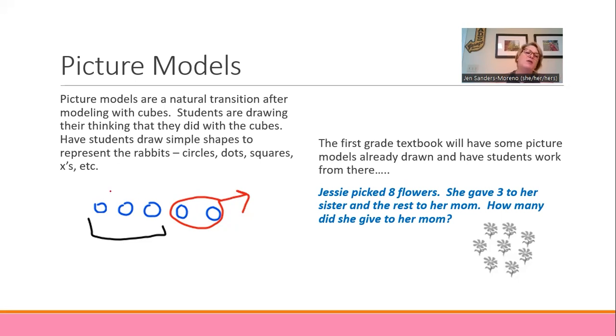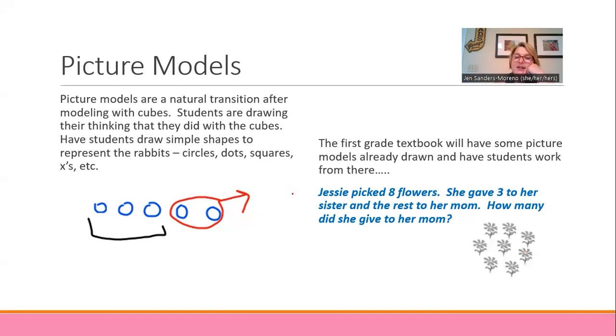And then we're also highlighting the 3 that are left. So the whole point of a picture model is to basically represent what they were modeling on their desk with blocks. Okay, now in the first grade textbook, they will also have picture models ready to go. So they'll give a story problem with a picture model that students just need to work with.